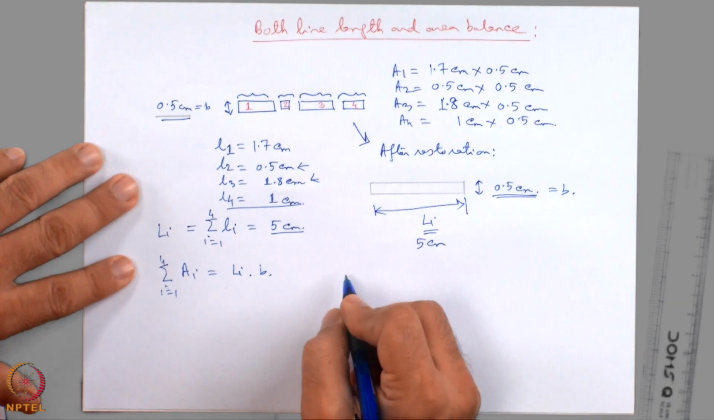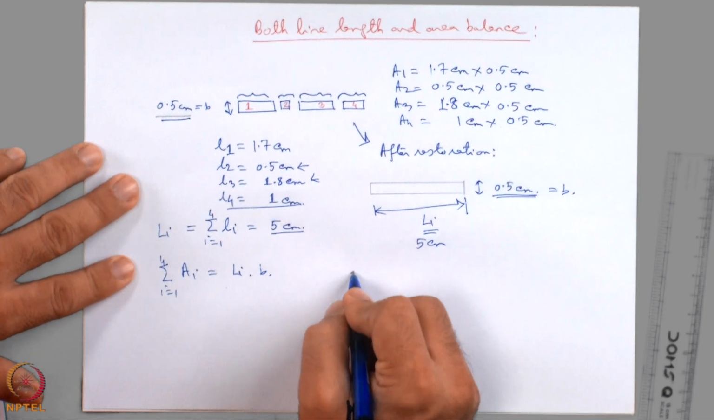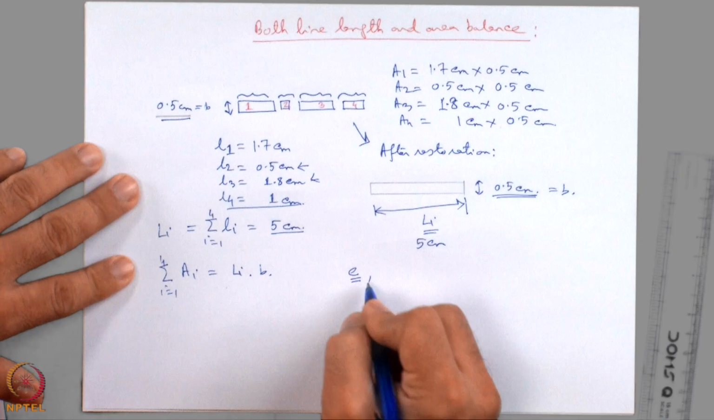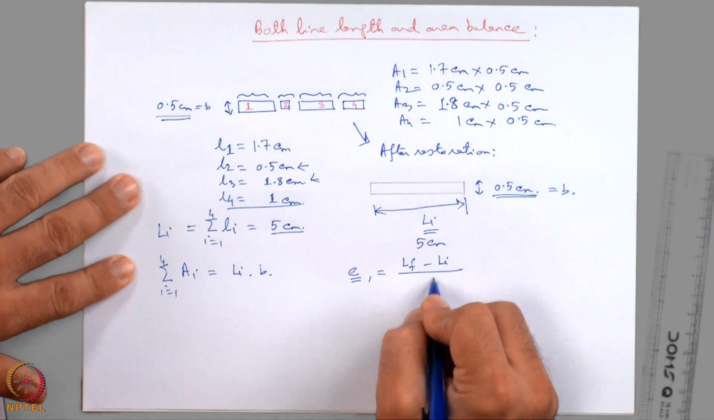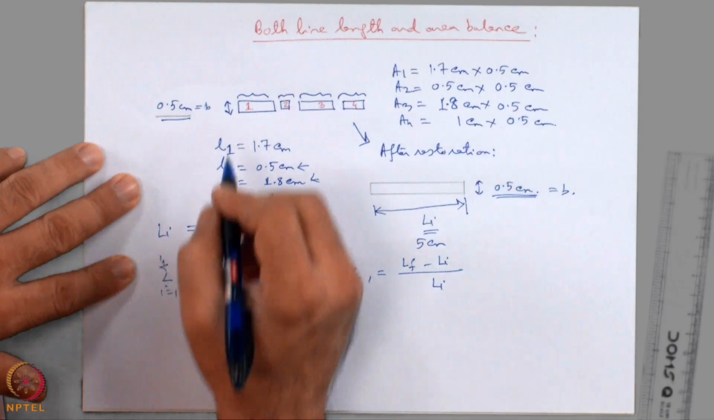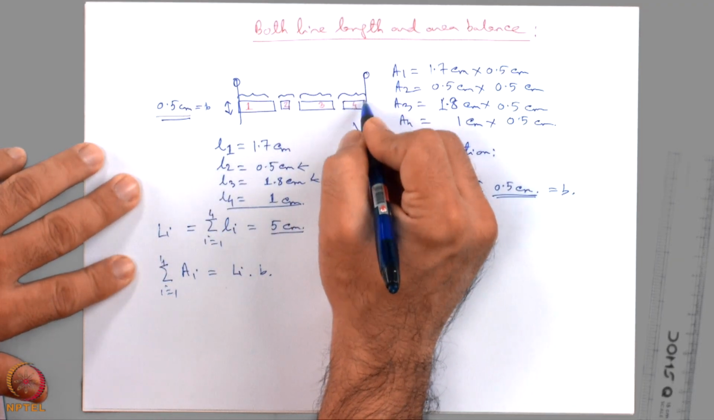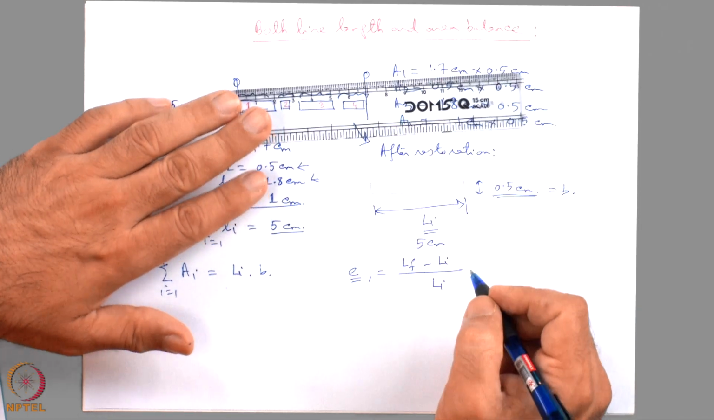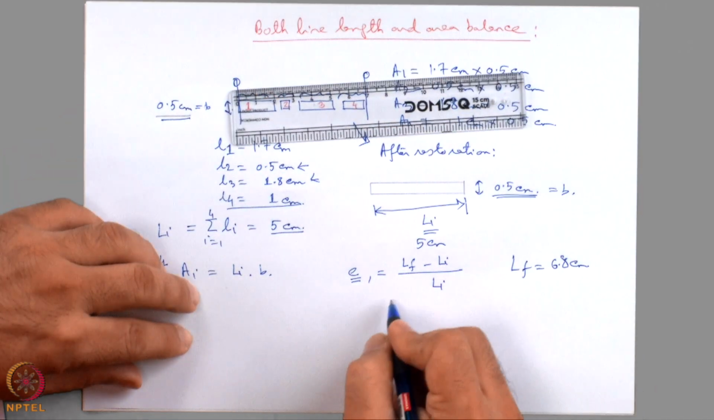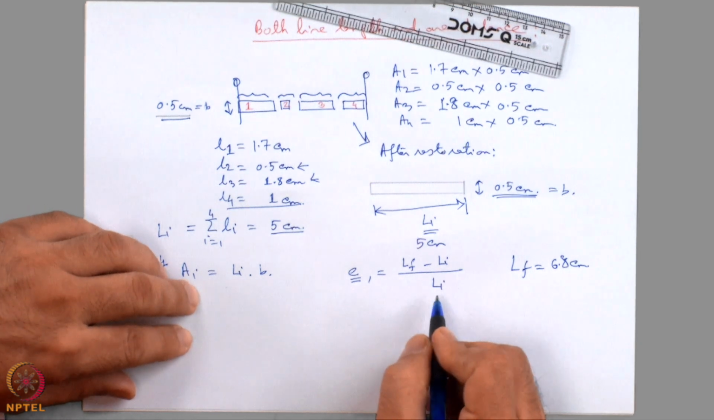From here, a compulsory exercise for students, although very simple, you must find out the elongation e, which is the length final minus length initial divided by length initial. Where is the length final? It is from this pin line to that pin line distance. How much is that? It is 6.8 centimeter. So, 6.8 centimeter minus 5 centimeter divided by 5 centimeter.